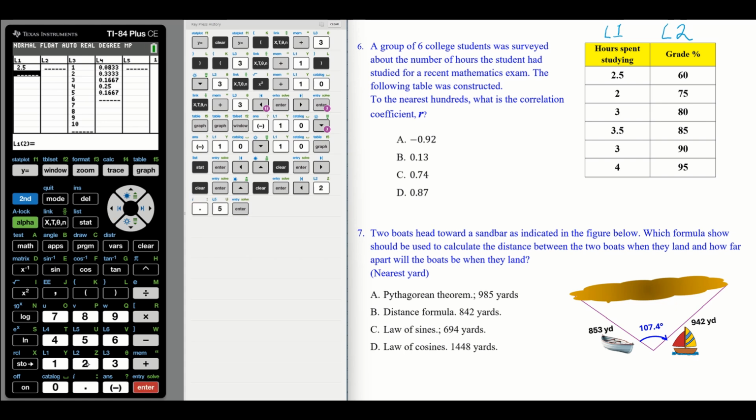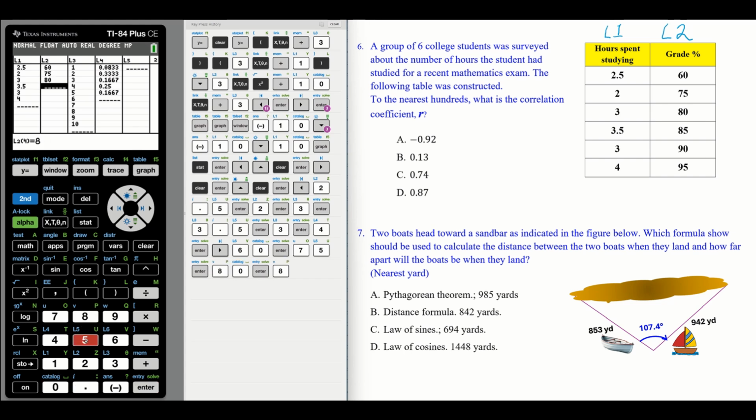2.5, enter, 2, then 3, then 3.5, then 3, then 4. Okay, let me check. How many should I have? 1, 2, 3, 4, 5, 6. Okay, looks like I'm good. All right, I'm going to arrow over and put the other one in. That would be 60, 75, enter, 80, enter, 85, enter, 90, enter, 95, enter. And they're even, so I'm good to go.